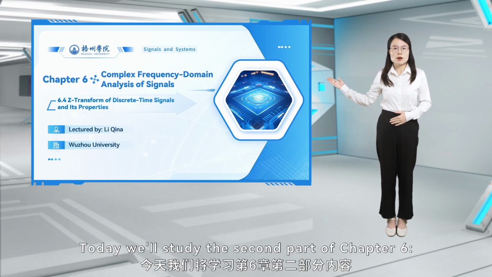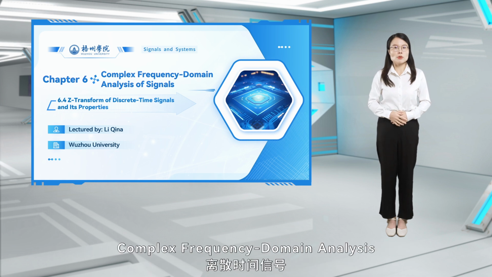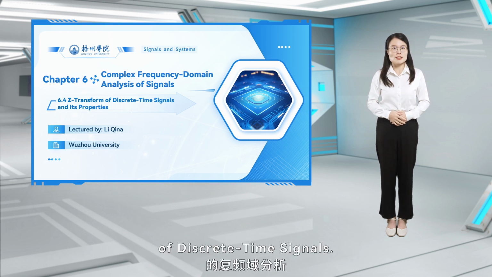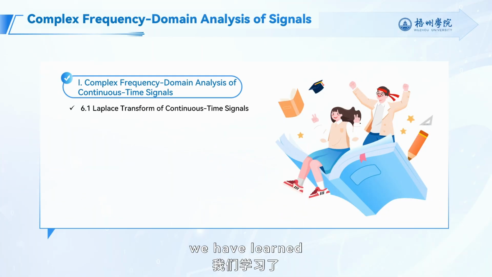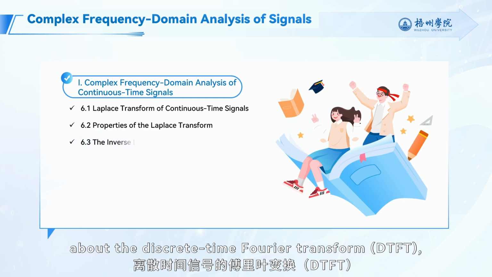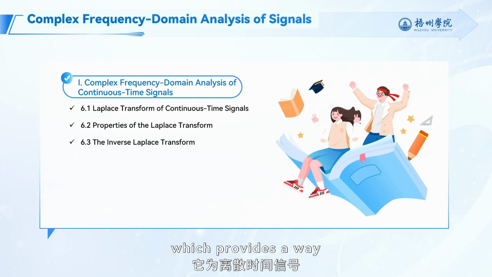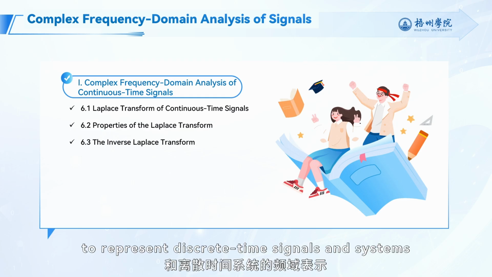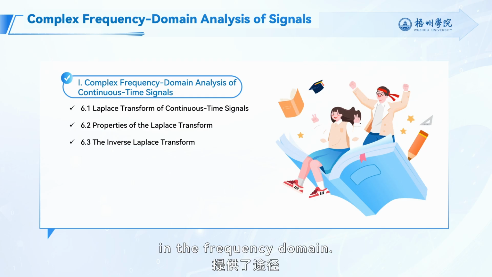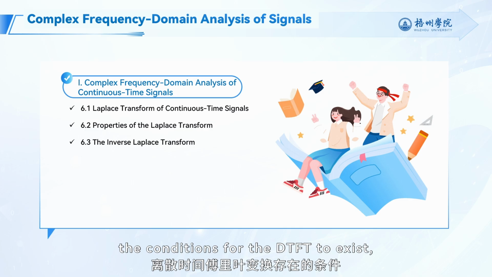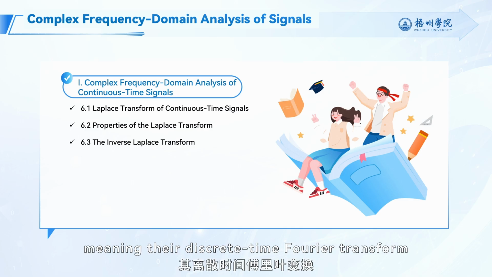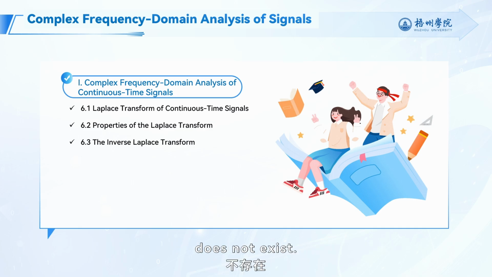Today we'll study the second part of Chapter 6, Complex Frequency Domain Analysis of Discrete Time Signals. In previous chapters, we have learned about the discrete time Fourier transform, DTFT, which provides a way to represent discrete time signals and systems in the frequency domain. However, some sequences do not satisfy the conditions for the DTFT to exist, meaning their discrete time Fourier transform does not exist. As a result, we cannot represent these sequences in the frequency domain.